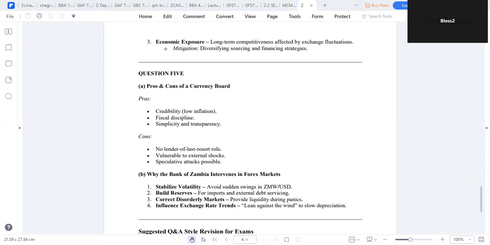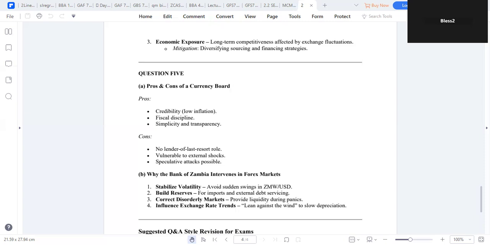Then we have the issue of correcting disorderly markets. So in times of panic and speculative attacks, market disorder can also cause sharp depreciation and appreciation of the Zambian kwacha. So Bank of Zambia interventions will inject liquidity into the market to restore normal functioning. So, for instance, if the kwacha suddenly weakens due to speculative selling, the Bank of Zambia will sell US dollars from the reserves to meet excess demand.